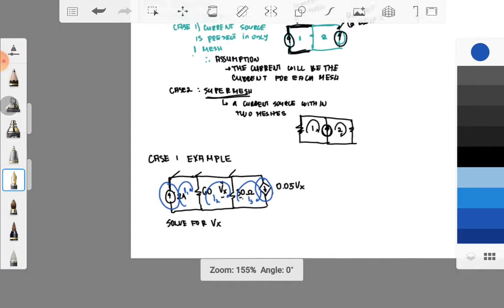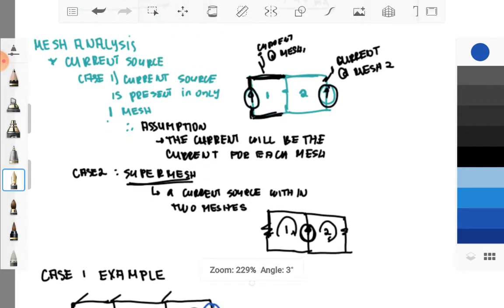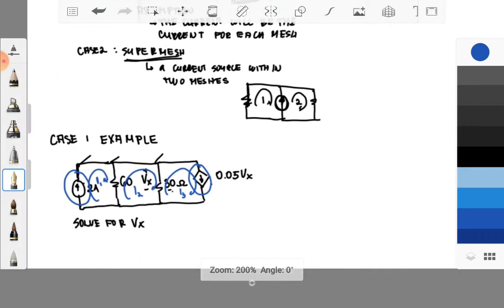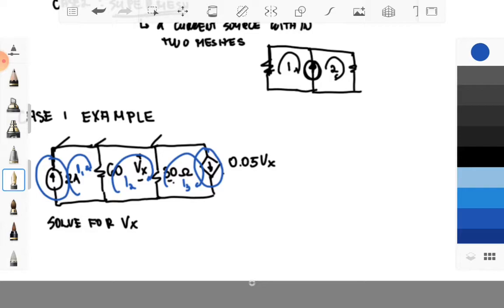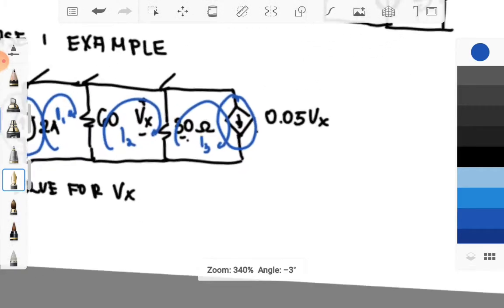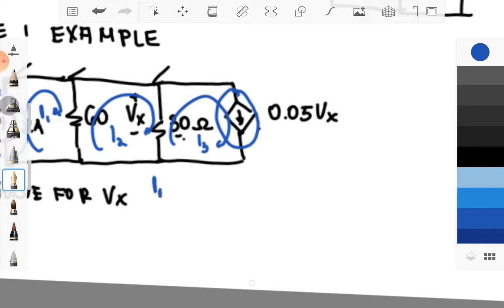This is true with your case 1 definition, wherein the current assumption, if it is only present in one mesh, will be the current of that mesh. So, dalawa yung natalakay ko agad dito, your dependent and your independent current sources. Okay? So, therefore, it is safe to say that my I1 is equal to 2 amperes via case 1 of our current sources using mesh analysis with current sources.